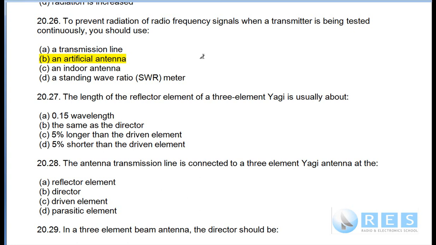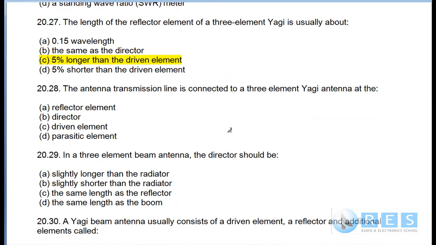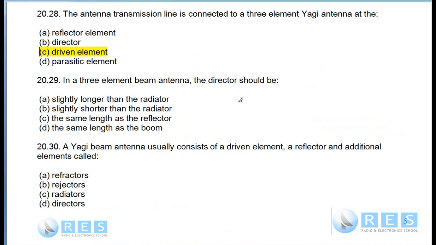20.27, the length of the reflector element of a 3-element Yagi is usually about 5% longer than the driven element. 20.28, the antenna transmission line is connected to a 3-element Yagi antenna at the driven element. 20.29, in a 3-element beam antenna, the director should be slightly shorter than the radiator.